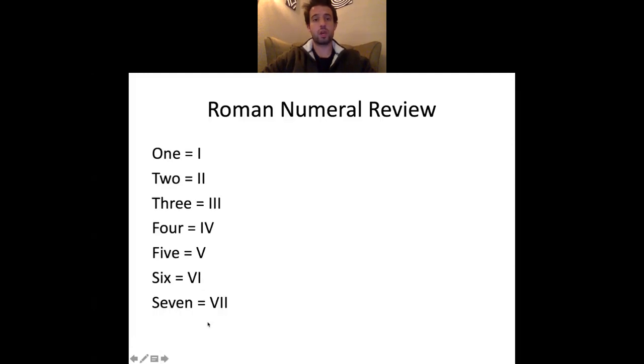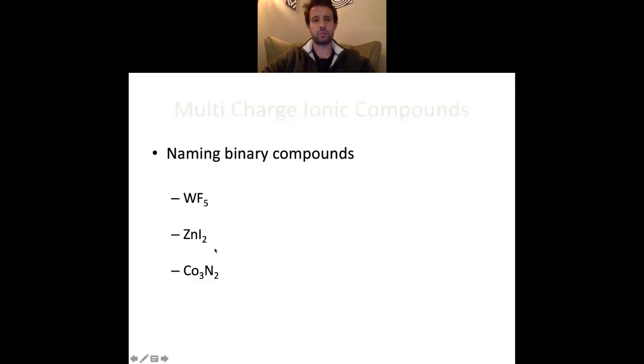In case you were wondering what Roman numerals were, here are the Roman numerals. So 1 is I, 2 is II, 3 is III, 4 is IV, 5 is just a V, 6 is VI, and 7 is VII. So 4 slashes will not work for 4. We want I and then V, just because that's how it's supposed to be. Okay, so naming binary compounds, this is stuff you should have some practice with.